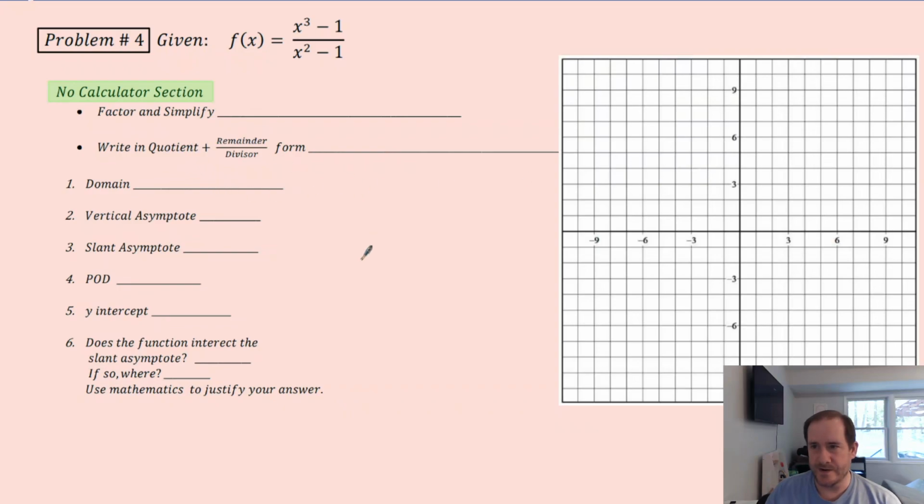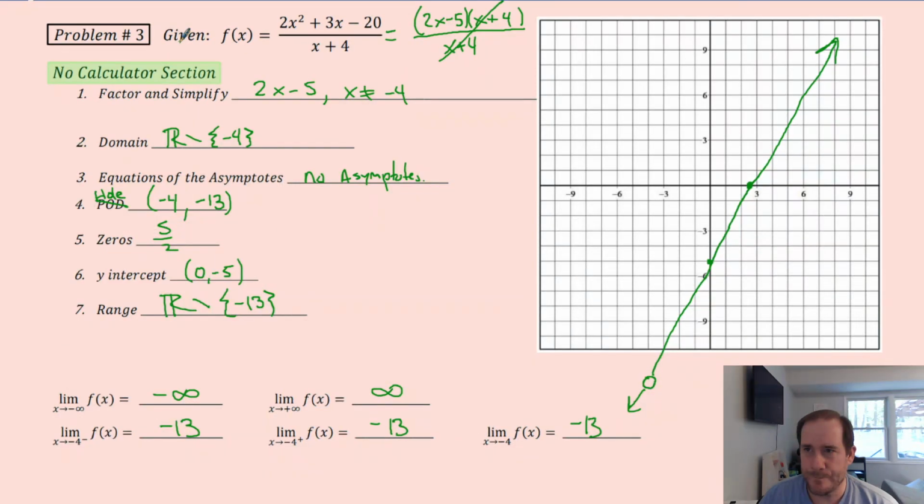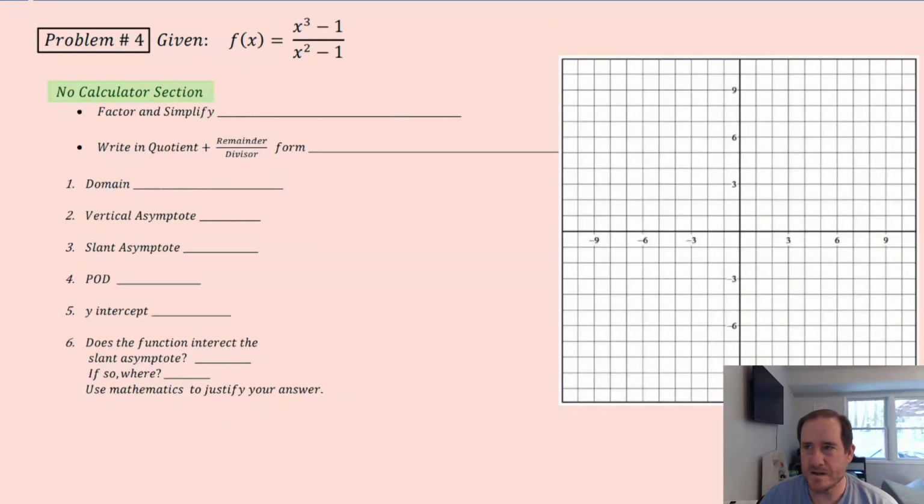And then in the calculator allowed section, they're asking us for the domain. Oh, this is a whole new problem. I'm sorry. For number 3, it was simple enough that there just was no calculator allowed section, because we could do everything we wanted without it. So we're done with 3, we move on to 4.